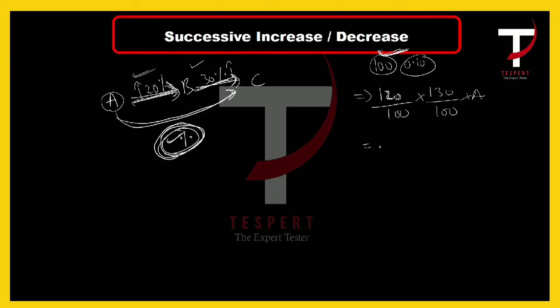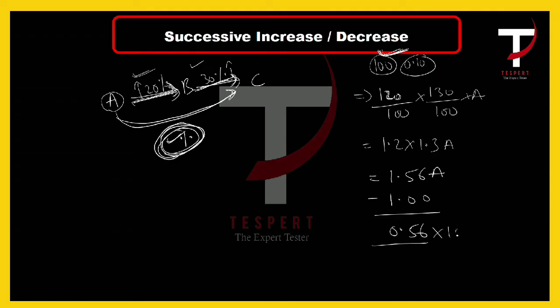Just calculate now. We get 1.2 into 1.3, which is equal to 1.56. 1.56 of A. Now just subtract 1 from this. We get 0.56. So to convert this decimal into percentage, we must multiply it with 100. So 0.56 into 100, which is equal to 56%.